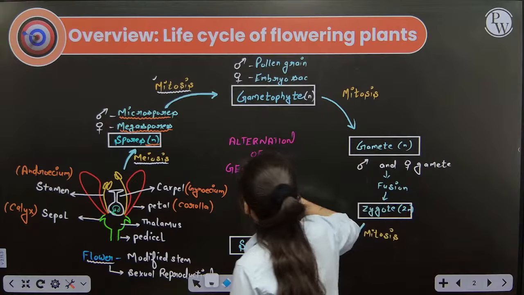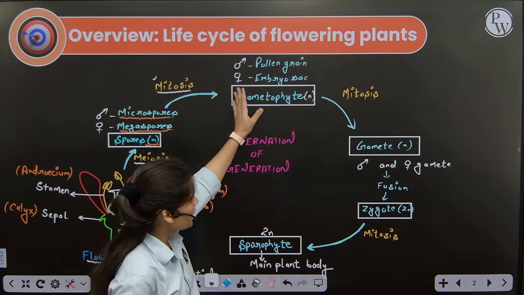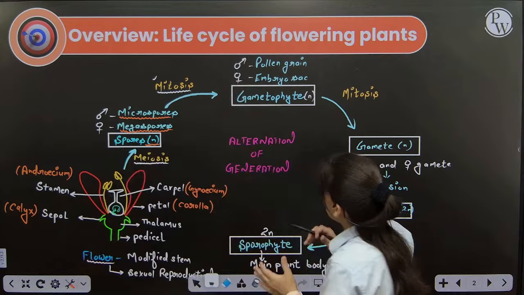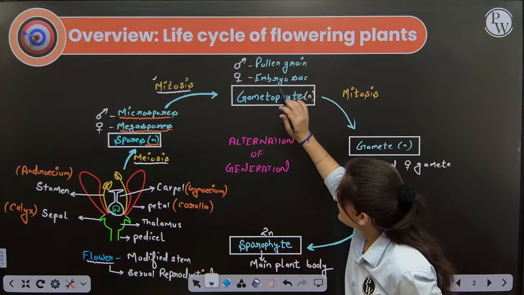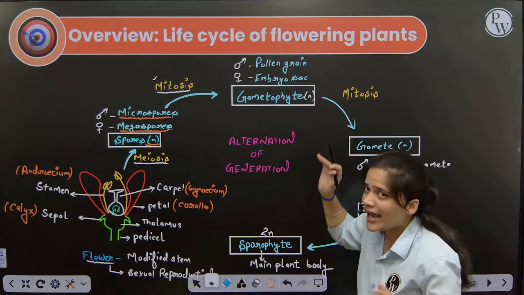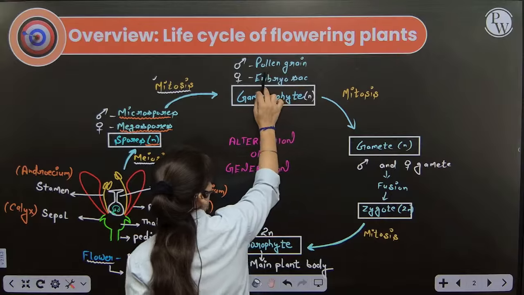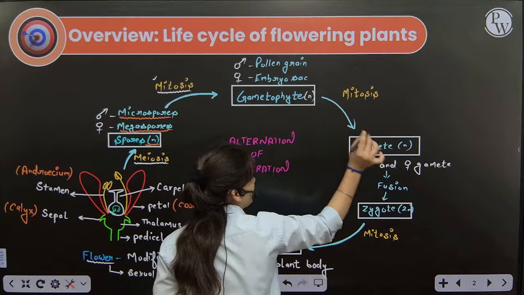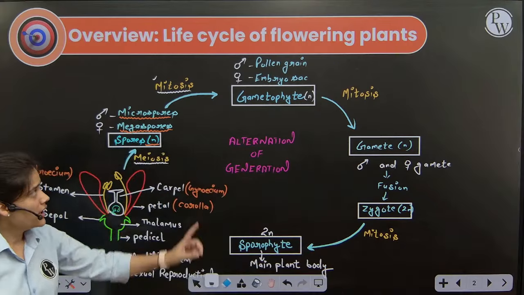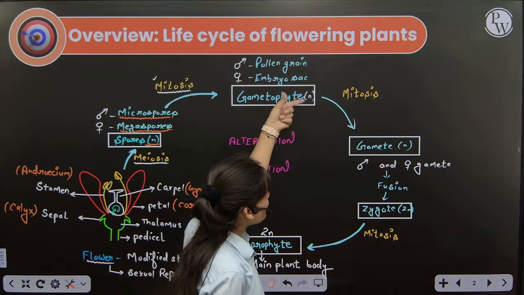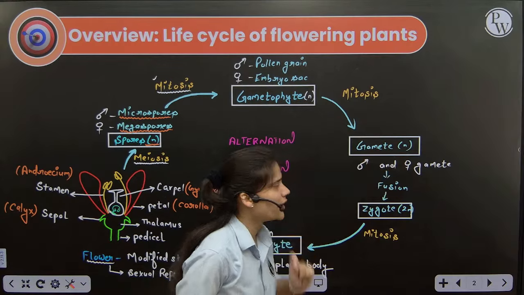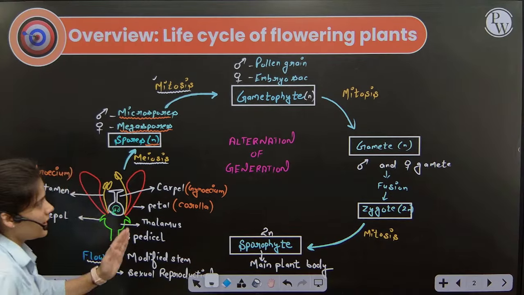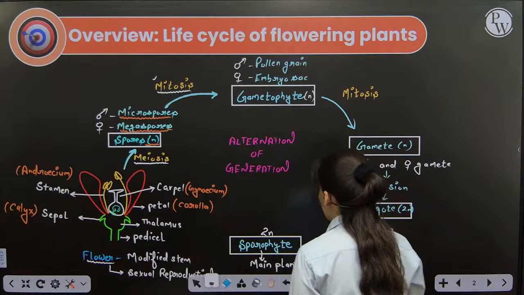Then the second part of the life cycle. This gametophyte is going to form sporophyte now. As the name suggests, gametophyte. So this gametophyte first is going to form gametes. Male gametophyte pollen grain is going to form male gamete. Female gametophyte embryo sac is going to form female gamete. By which division are these haploid gametophytes going to form these haploid gametes? Same mitosis division, as both the daughter cell and the parental cell have the same number of chromosomes.